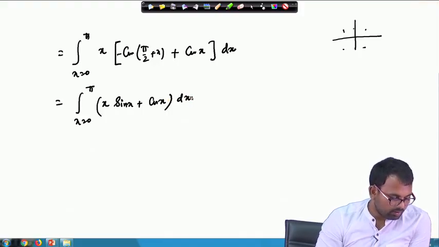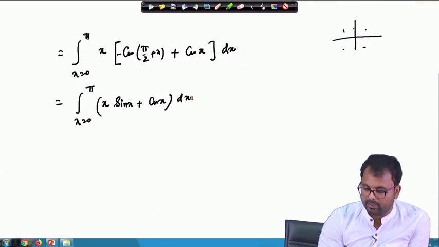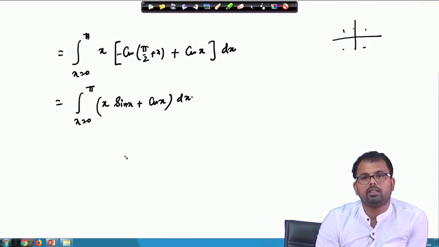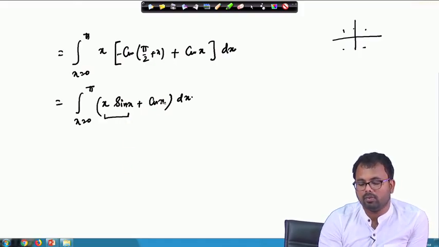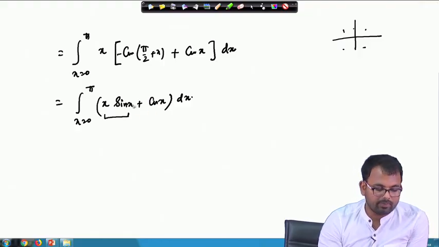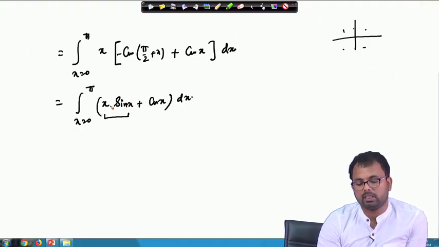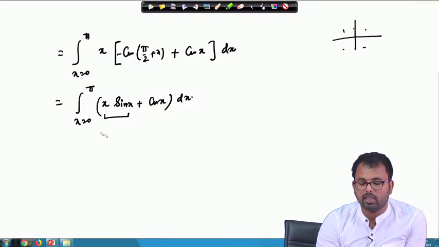Now we will integrate with respect to x here. We will do the integration by parts for the first term, and we will integrate the second term directly. The second term will result in the integral of cos x, which is sin x, and from 0 to pi the value will be 0, and the first one can be treated by integration by parts.